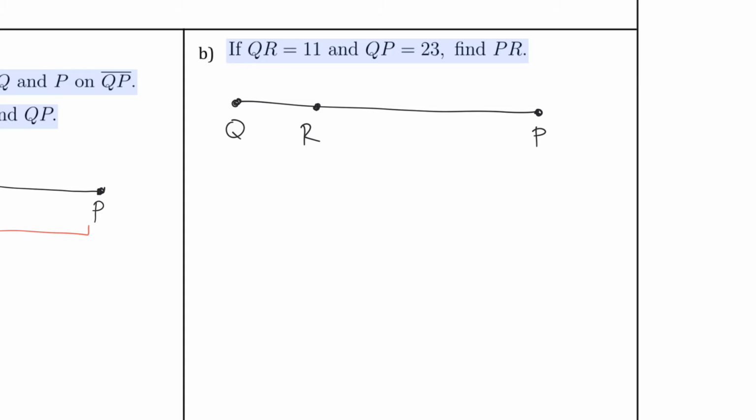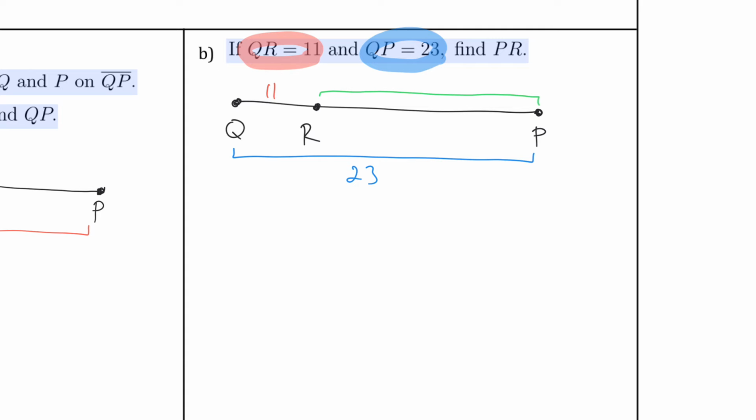Okay, so let's take a moment and label our picture one more time. QR, they give to us as 11. So let me label QR as 11. Then they tell us QP is 23. From Q all the way over to P, this is 23 units long. The last part that they want us to find is PR. So from P all the way over to R, this is our question mark. This is what we are solving for.